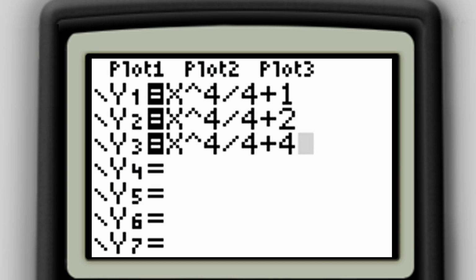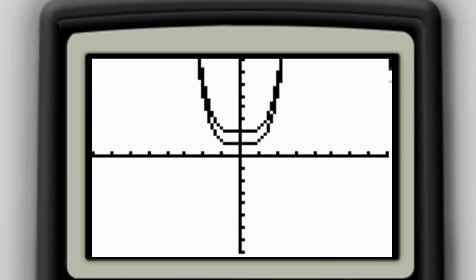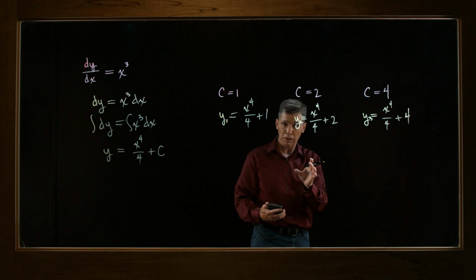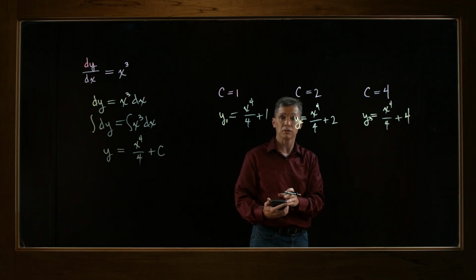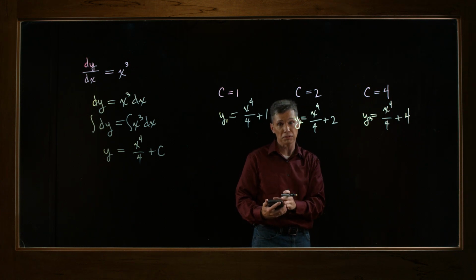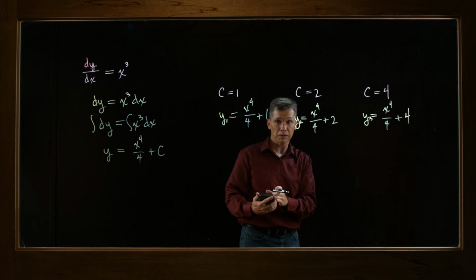It might take a second, but you'll see all three of those particular solutions all at the same time. And all you see in terms of the difference between them is just a vertical shift. So your general solution looks the same in any particular case, and just that constant gives us different vertical shifts in this case. Okay, that's it for this problem.